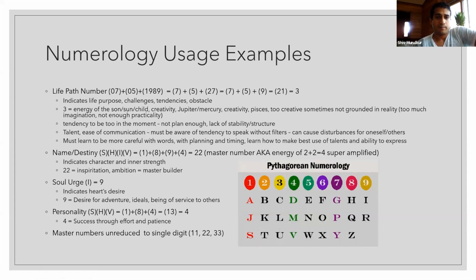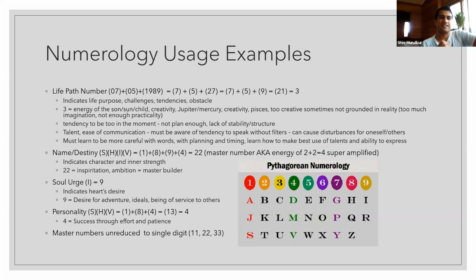Your destiny number indicates the character and inner strength that you must cultivate in order to best achieve your life path. The soul urge number indicates the desire that is in your heart, which is what your soul wants to experience.